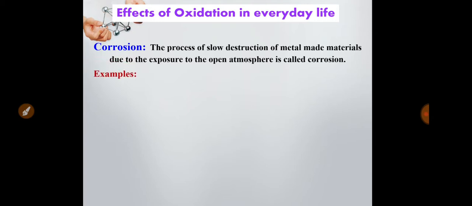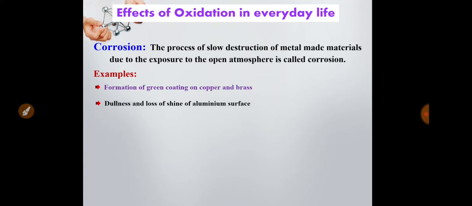What are the examples? The first one is formation of a green coating on copper and brass. If the copper or brass material is kept in the open atmosphere for a long time, there will be a green coating. Why is it happening? The copper surface will react with oxygen, water and carbon dioxide present in air to form copper hydroxide and copper carbonate, and a green color coating is forming. So this is an example of corrosion.